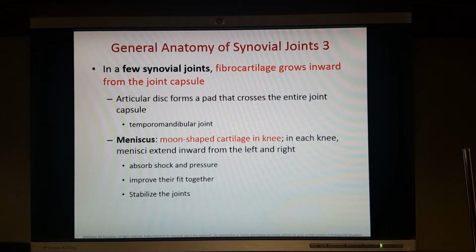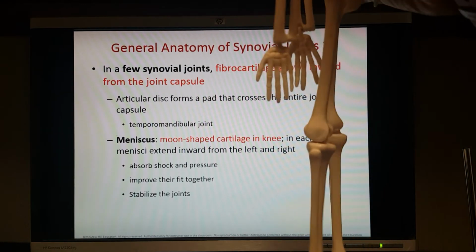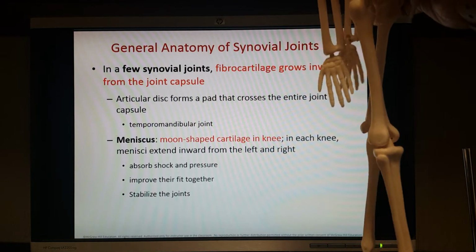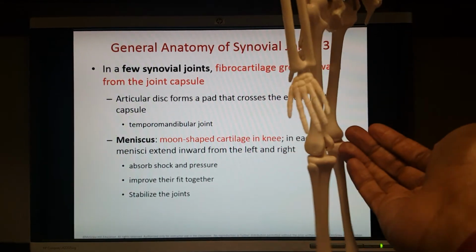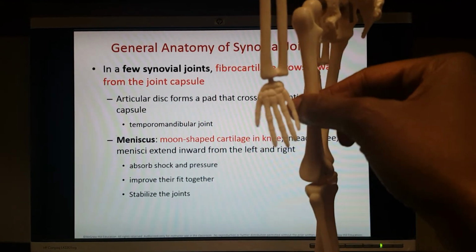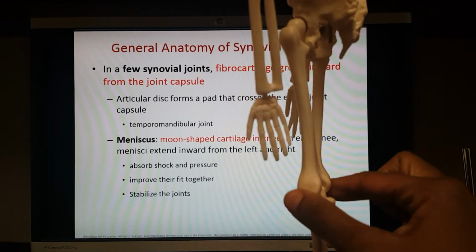Also helps with the fit of the bones as they fit together for that joint, as well as stabilize the joint. So it kind of provides like a little cup to hold the femur and help to keep everything nice and stable.